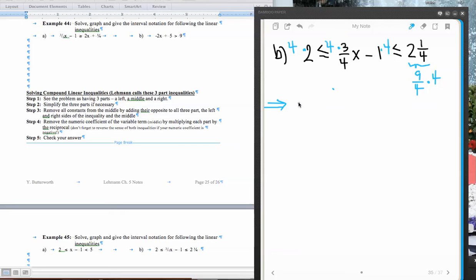So 4 times 2 is 8. Less than or equal to, the 4's cancel, 1 times 3 times x is 3x, minus 1 times 4, because there's no canceling, less than, and then the 4's cancel, 1 times 9 is 9. And now I have a nice inequality with no fractions in it again, and I'll be able to proceed on with my process of working from the middle to do each the left and the right problems, and I'll continue that in our next video.